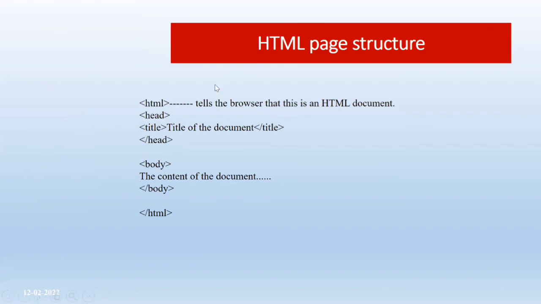Next, the head section. Inside the head section, you will cover titles of the document, scripting languages, and styles. As we are doing our very first program, we'll use only the title. The rest of the things, like bold, italic, underline, and all other tags, you need to mention inside the body tag.